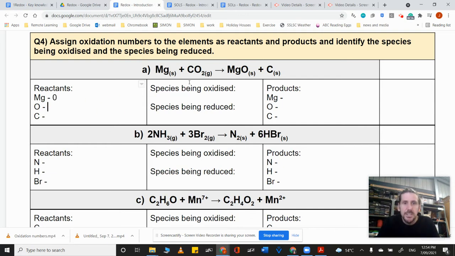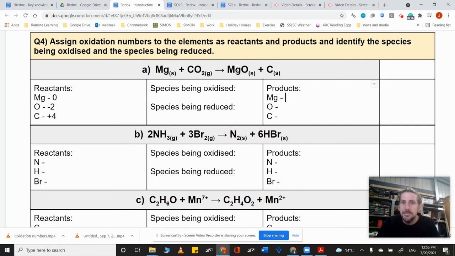Now, oxygen is always -2, so that's -2. And in carbon dioxide, you should be able to identify that the carbon here is going to be +4. Why is it +4? Well, if oxygen is -2, 2 of those makes -4. Carbon here is +4. So you get that idea. Let's assign them to our products then.